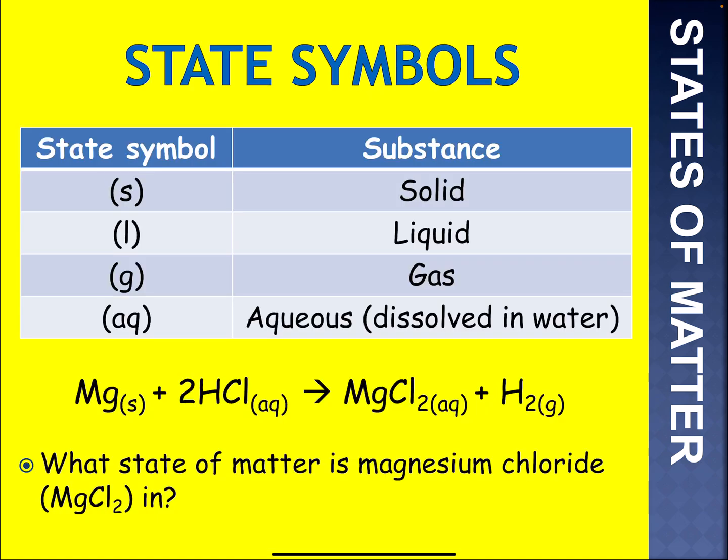The state symbols. In the exam, you will be expected to use the state symbols. This table tells you what they mean: solid, liquid, gas, aqueous, in solution. And you can see how the state symbols are used. What is the state of matter of magnesium chloride? Well, the state symbol says aqueous, which means it's in solution. It's dissolved in water.